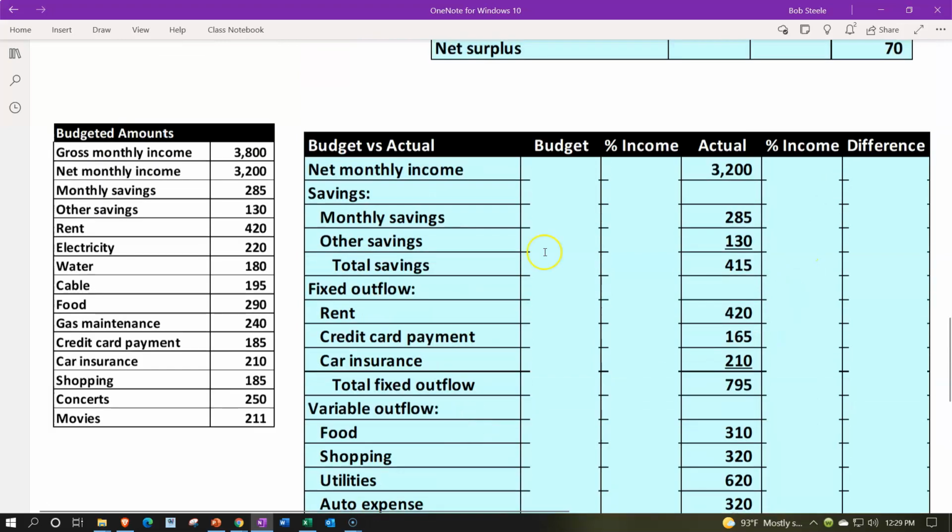We'll do the same process now for the budget side of things. So let's look at the budget. This is our budgeted numbers. We're just going to compile them into the same format. We would imagine that this happened before we actually ran the month, right? This should happen last month, and then the actual happened, and we can compare the two. So we took the $3,200. That's the net monthly pay.